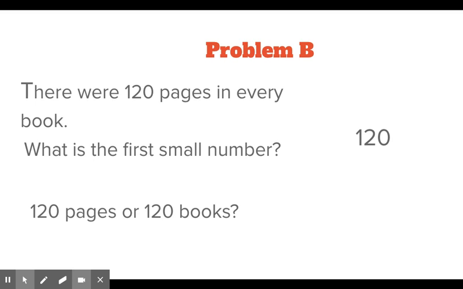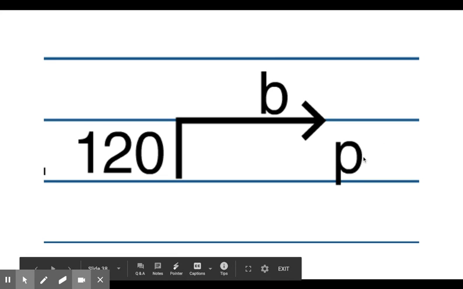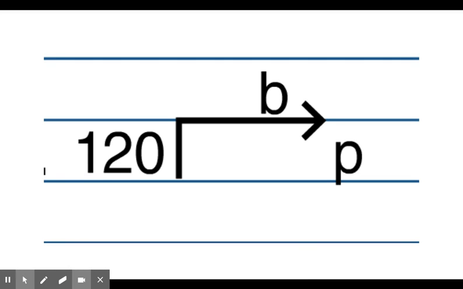And then were there more pages or more books? 120 pages per book or 120 books per page? There were more pages. So that's going to be our big number. And we're going to turn that into our multiplication sentence right here. 120 times books will give us pages. So one book, 120 pages. Two books, 120 times 2, that's 240, and so on and so on.